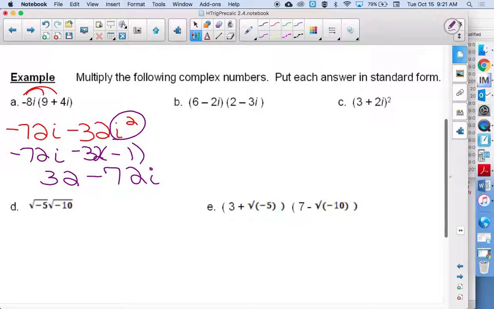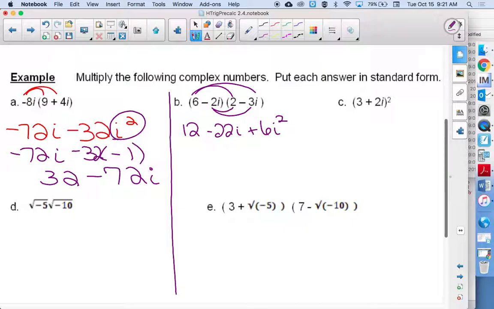So letter B, we have a binomial times a binomial. Garrett, how do you think you would multiply that? I'm going to distribute like 4. Yeah, FOIL. So, a little bit of foiling here. What do you get when you FOIL this, Garrett? 12 minus 22I plus 6I squared. And he got the 22 by multiplying the 6 and the negative 3, which is negative 18, and then negative 2 and 2, which would be negative 4. So that's negative 22I.